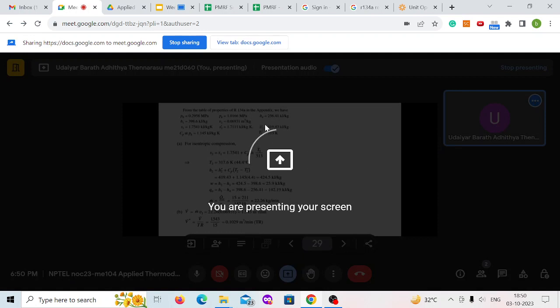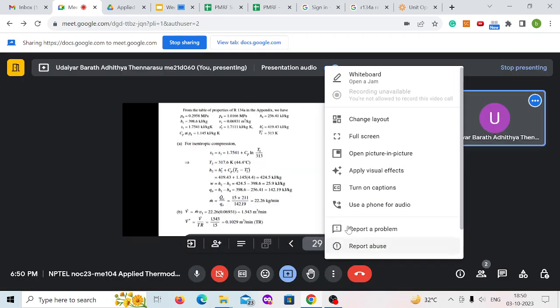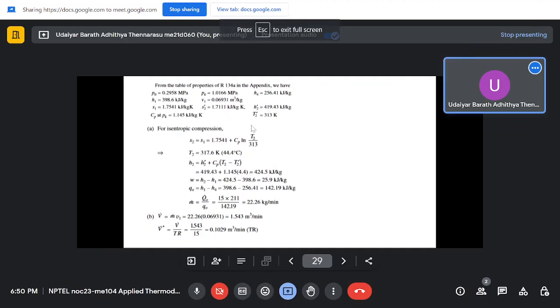from the chart we can infer that your pressure for 0 degrees Celsius is 0.2958, so this will be your evaporator pressure, and the enthalpy at evaporator exit will be 398.6, and the corresponding entropy is 1.7541. Also the specific heat capacity Cp is 1.145 kilojoule per kg Kelvin.